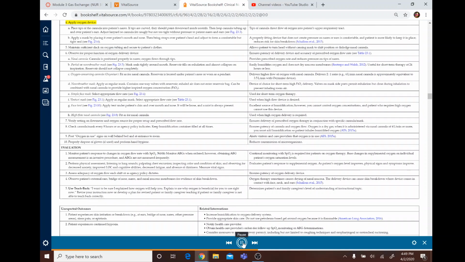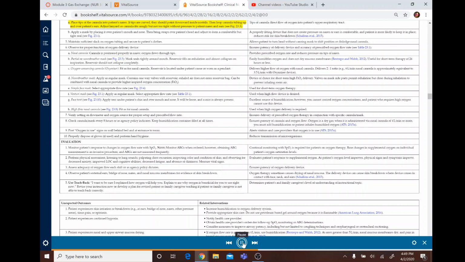4. Apply oxygen device. A. Place tips of the cannula into patient's nares. If tips are curved, they should point downward inside nostrils. Then loop cannula tubing up and over patient's ears. Adjust lanyard so cannula fits snugly but not too tight, without pressure to patient nares and ears, see Fig 23.3. Tips of cannula direct flow of oxygen into patient's upper respiratory tract.